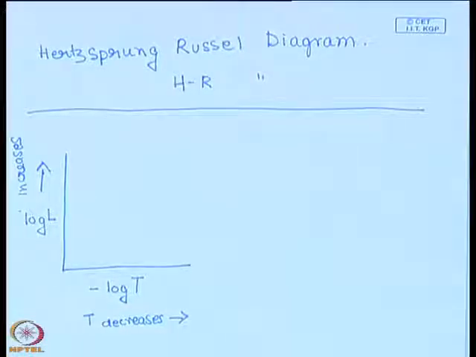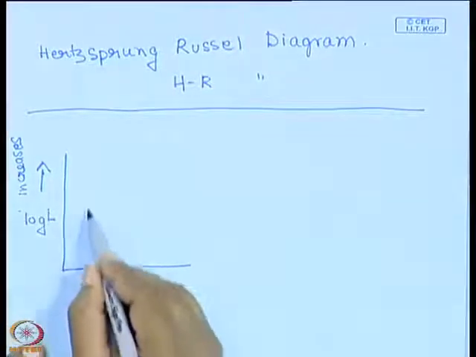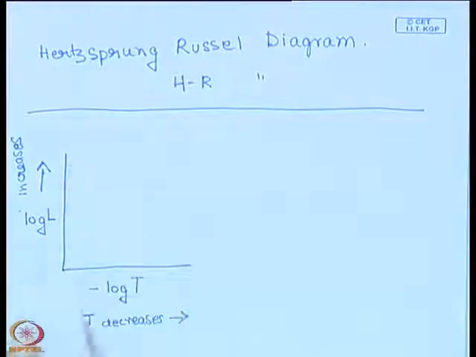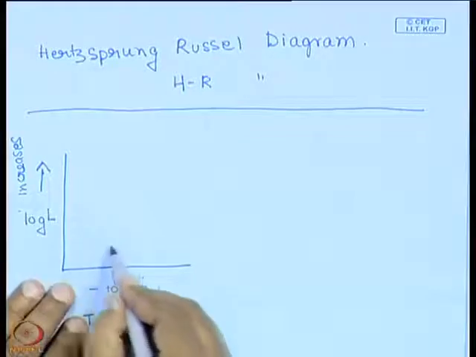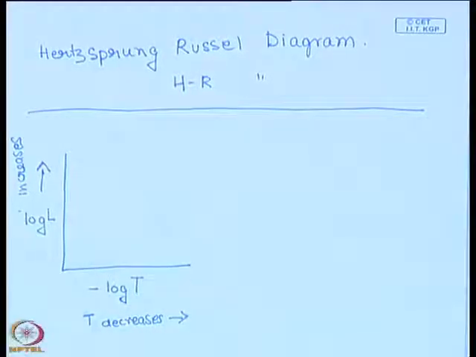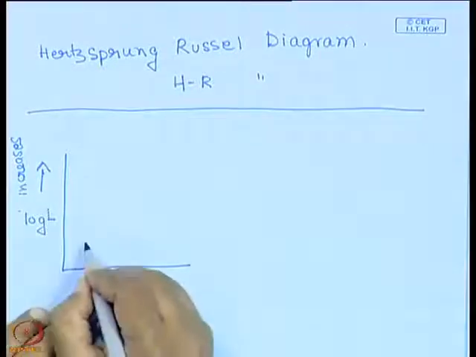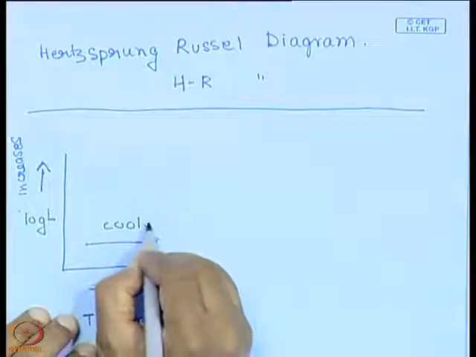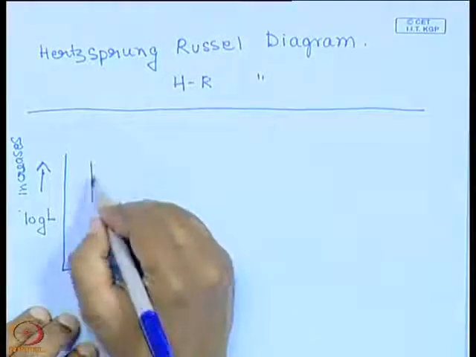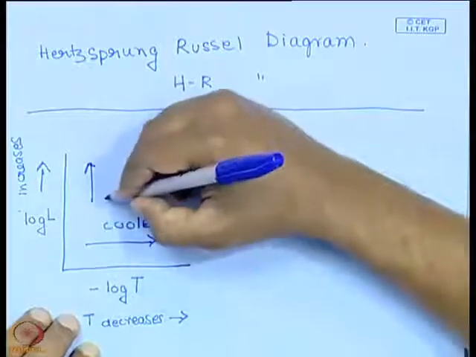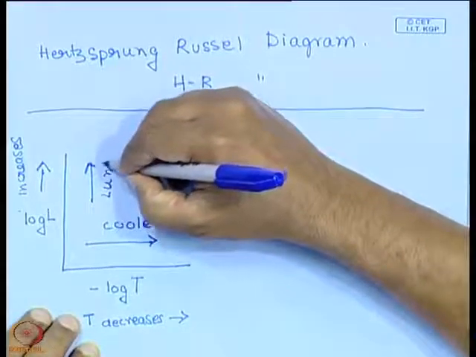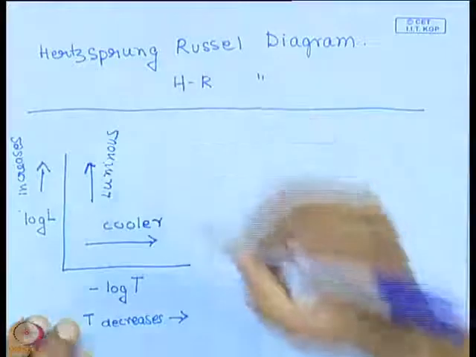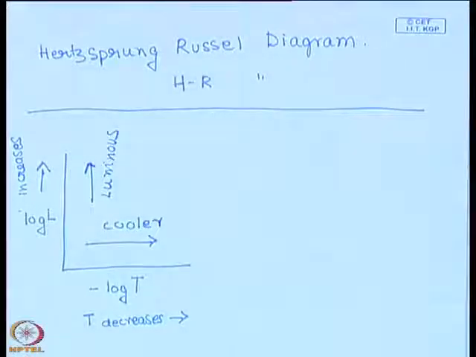So, the more luminous an object, the higher up in this diagram it will appear, and the cooler an object is, the more to the right it will shift. Okay. So, let me again make this point clear, this side is cooler and this side is more luminous. That is how to interpret this diagram.